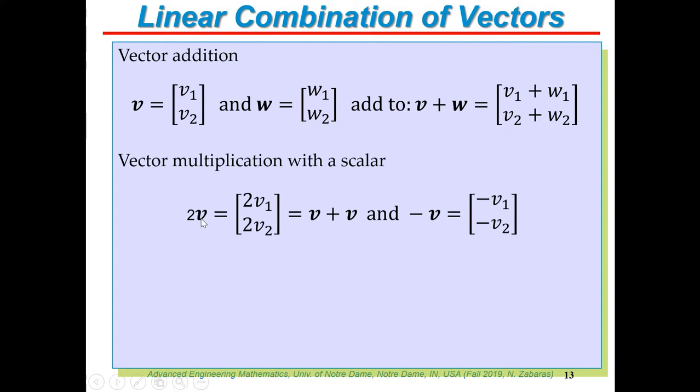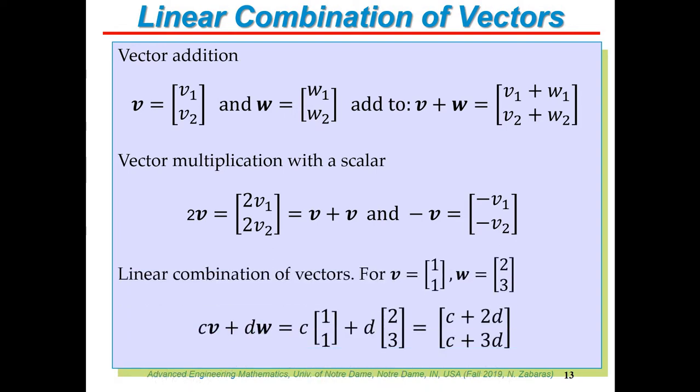You can also define a multiplication of a vector with a scalar. If you have 2 times the vector v, effectively that vector contains 2 times each component of the vector v. In this particular case, you can think of 2v as being nothing else but v plus v. If you multiply vector v with -1, you can immediately see the new vector has components minus v1 and minus v2. And of course, you can generalize this and take combinations of vectors v and w with any scalars c and d. I think of these scalars right now as real numbers. Later on we will make these complex numbers, but right now they're real numbers.